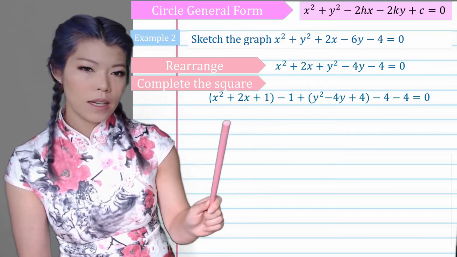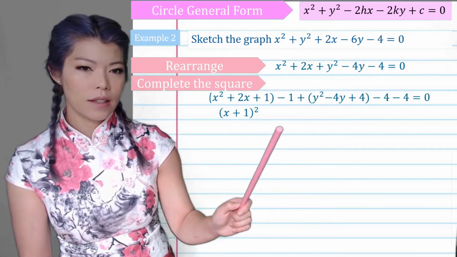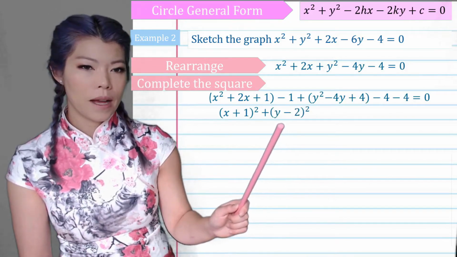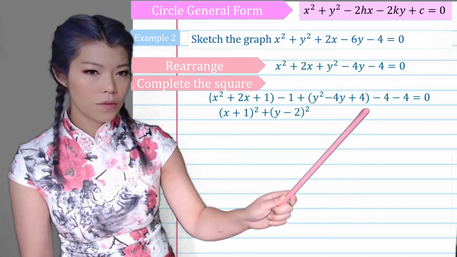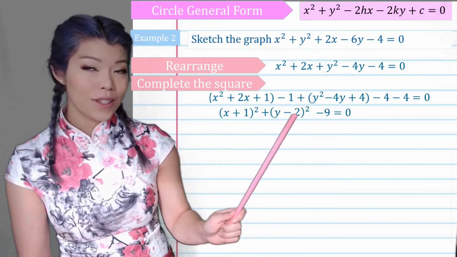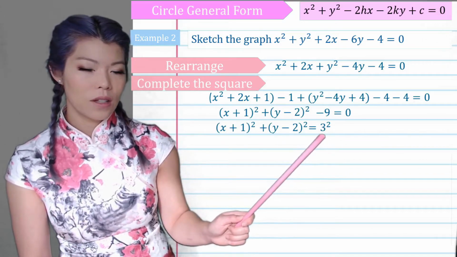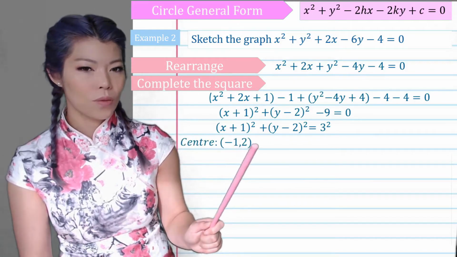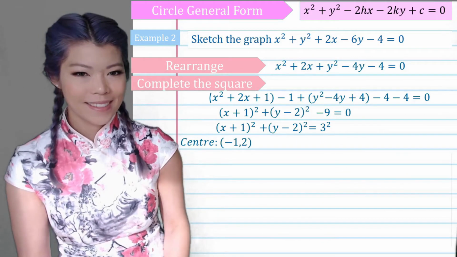So this part here now becomes x plus 1 squared, and then move the minus over to the other side. Let's write down this section here, y minus 2 squared, and now minus 1, minus 4 is minus 5, minus another 4 is minus 9. Almost there. We're going to move the 9 over to the other side, and 9 is just 3 squared. So now we have our center as negative 1, 2, and our radius is 3.